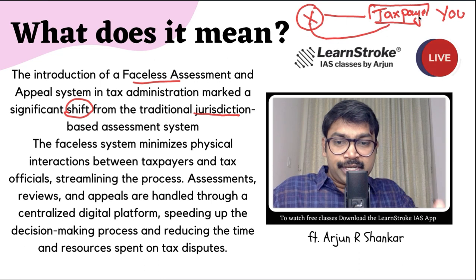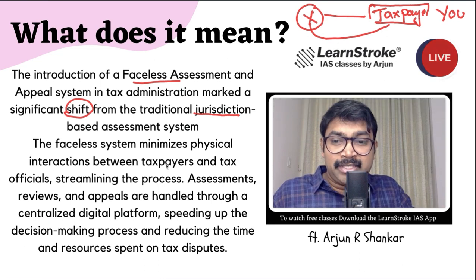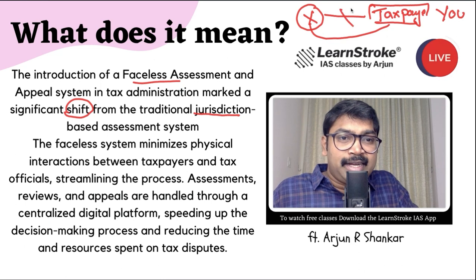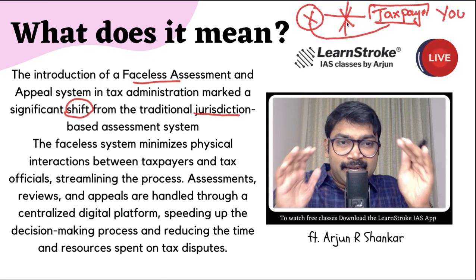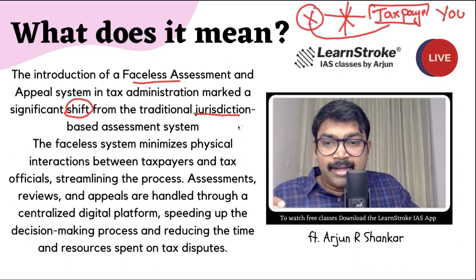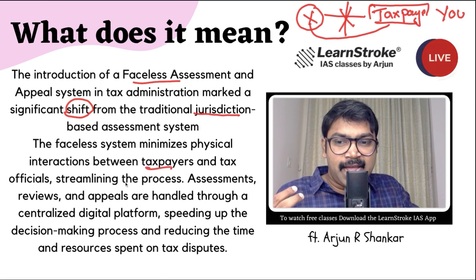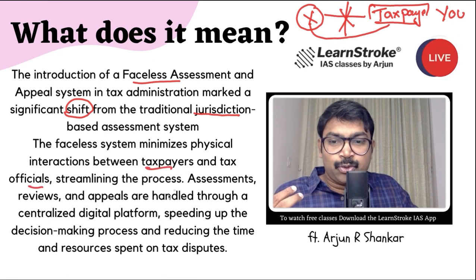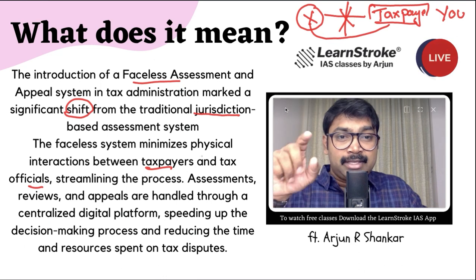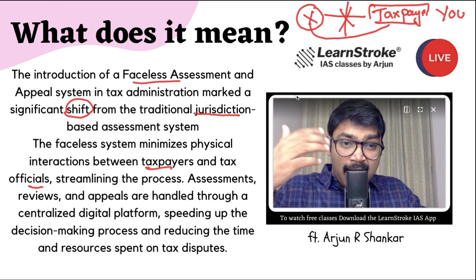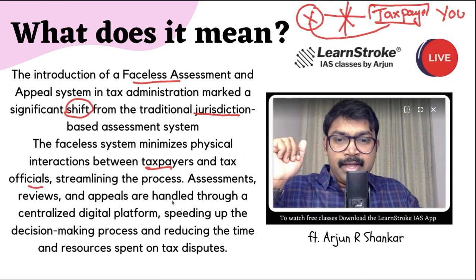They know the jurisdiction. And what has happened is the faceless system minimized physical interaction. So there is no physical interaction right now here. The physical interaction between taxpayers and tax officials is minimized. So what does this mean? This means that there is no bias. There is no scope of larger corruption. So this is a good thing.